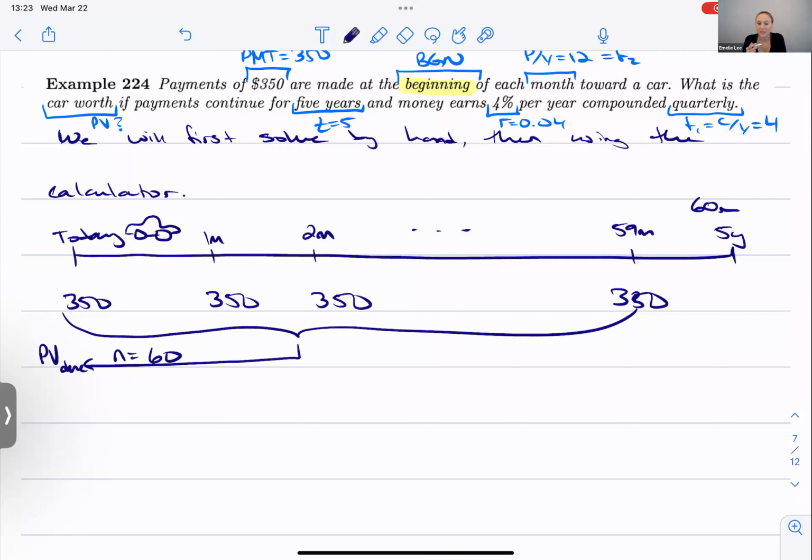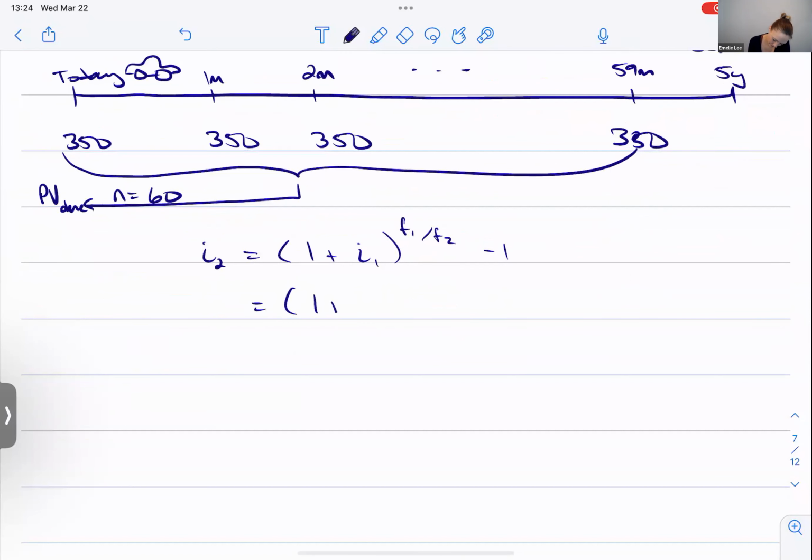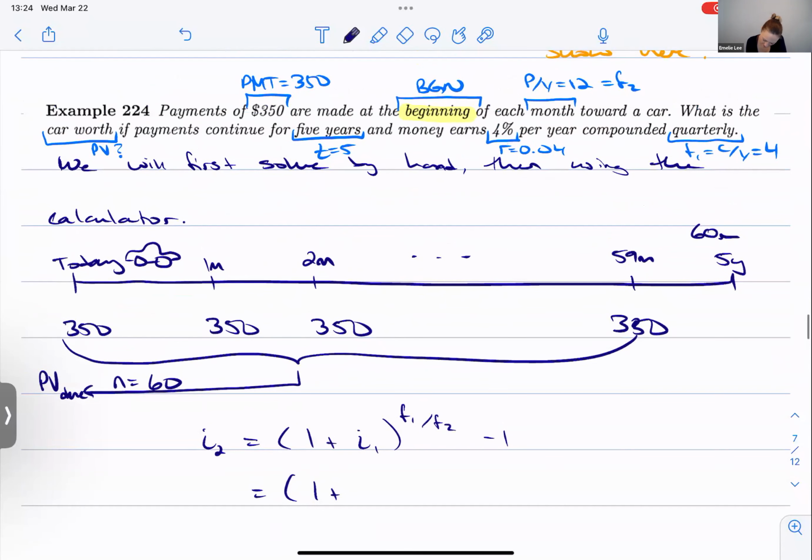And when we're working by hand, I should have started by finding I2, because I want you guys to be really good at finding I2, but I can do it now. I2 is (1 plus I1) to the power of F1 over F2, minus 1. So 1 plus 0.04 divided by 4, to the power of 4 divided by 12, then minus 1.